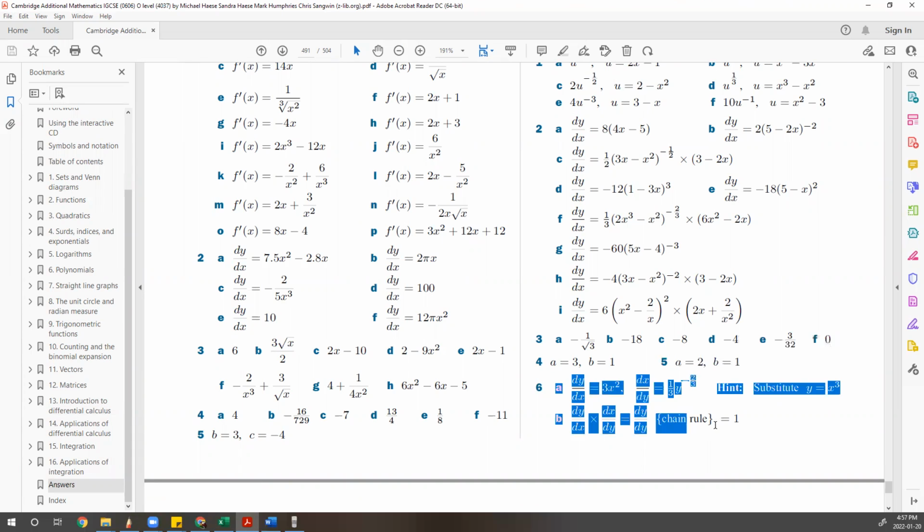And for number 6, it's the same. See, dy/dx times dx/dy equals dy/dy. Cross out, equals 1. Chain rule formula. Number 5, I'm quite confused. Later on, if I get the answer, I promise I will give it to you.